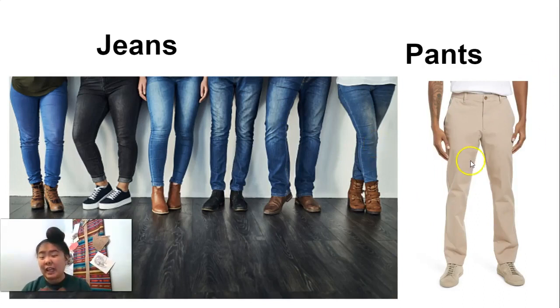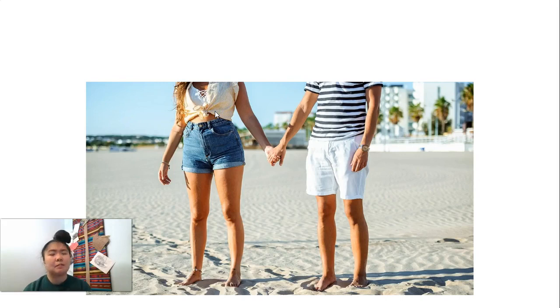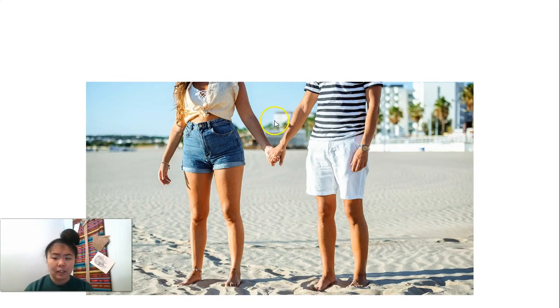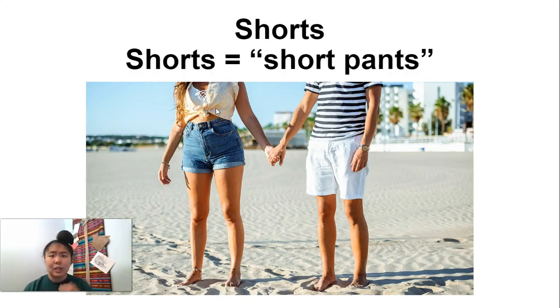So this man is wearing tan pants, right? That's light brown. So he's wearing tan pants. Those types of pants might also be called slacks, or khakis. Slacks, khakis, jeans, all types of pants. We also have shorts. We also can wear shorts, right? Shorts are short pants. We just call them shorts for short.